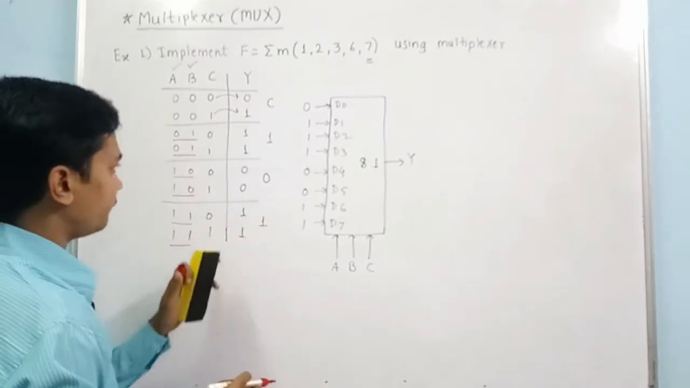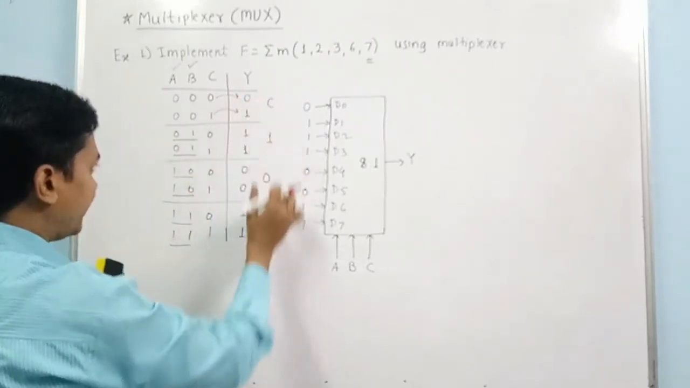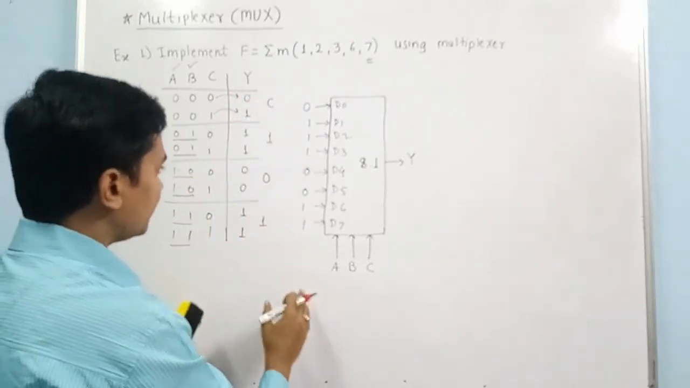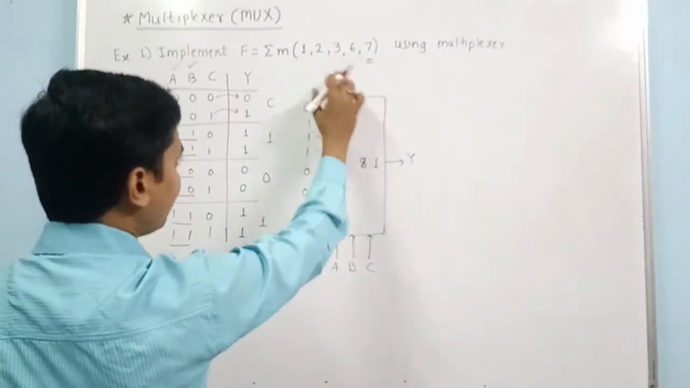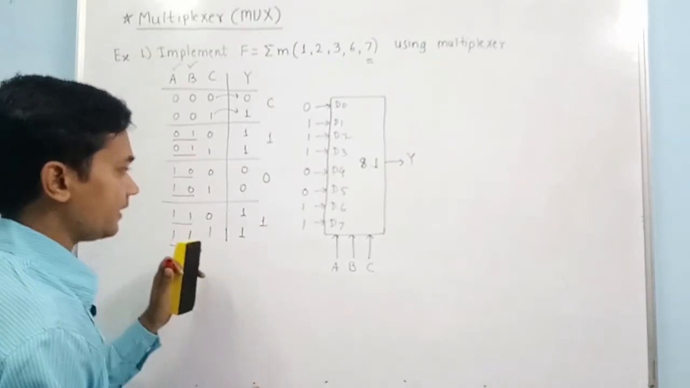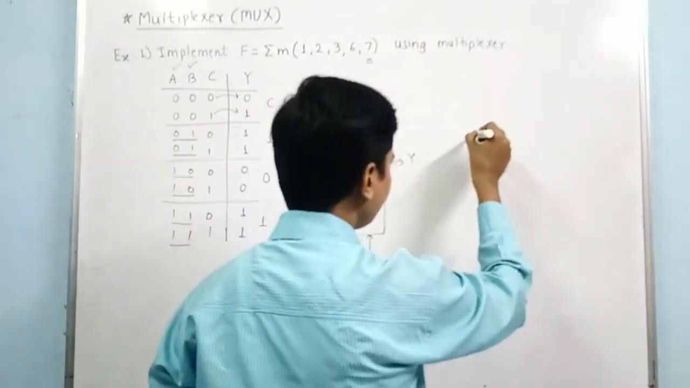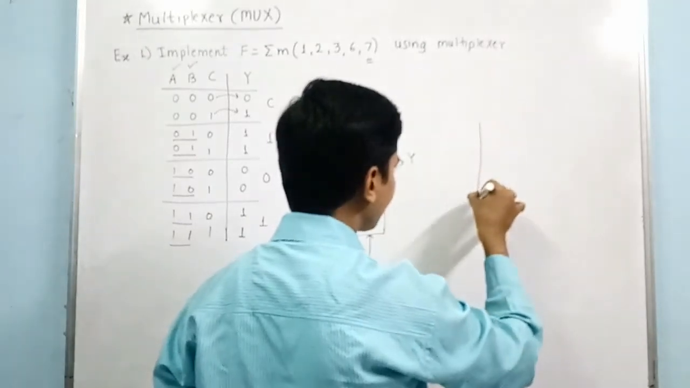Okay, so here we have to implement the 4:1 multiplexer, which will give you the same functionality of 8:1 multiplexer. So I will implement this functionality by using 4:1 multiplexer. Now how will we draw this?